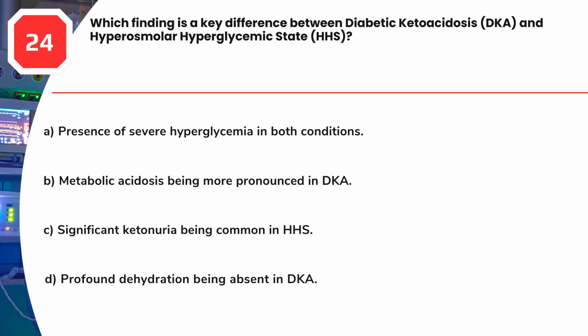Question 24. Which finding is a key difference between diabetic ketoacidosis, DKA, and hyperosmolar hyperglycemic state, HHS? A. Presence of severe hyperglycemia in both conditions. B. Metabolic acidosis being more pronounced in DKA. C. Significant ketonuria being common in HHS. D. Profound dehydration being absent in DKA.